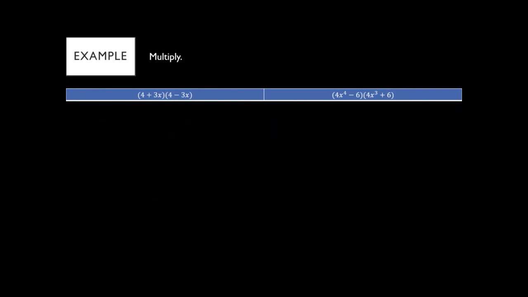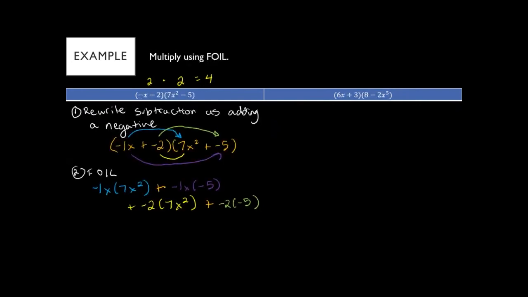Whoops, went too far ahead. There we go. Okay, so FOIL, and then step 3 is to actually simplify. So you are multiplying, and then you're adding your like terms together.